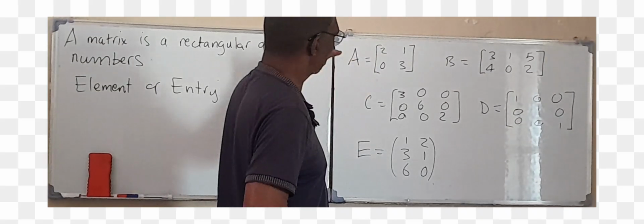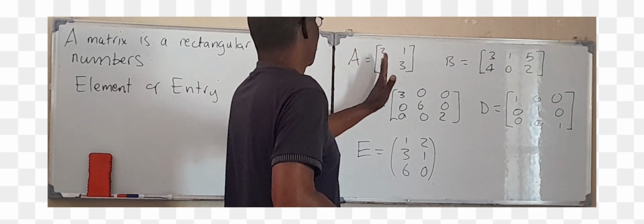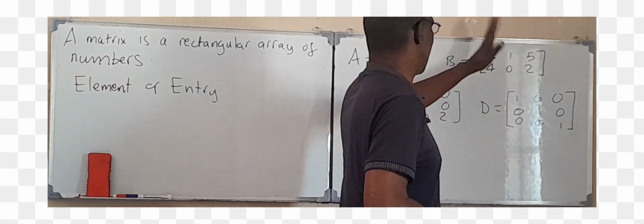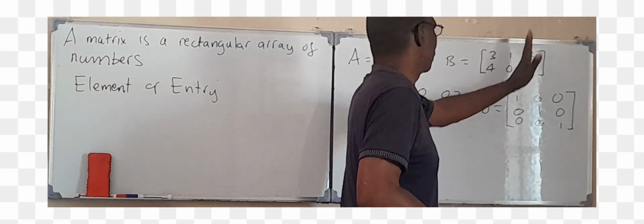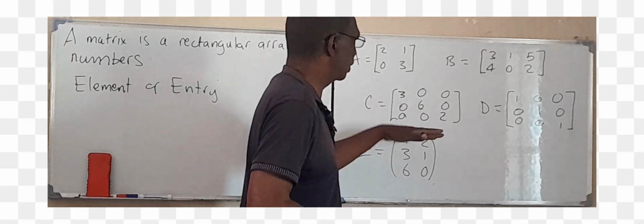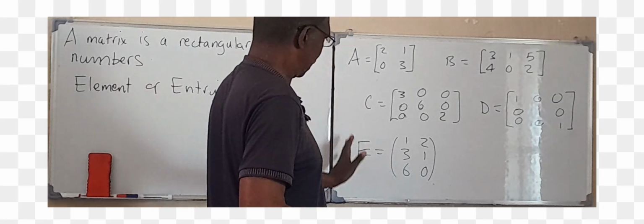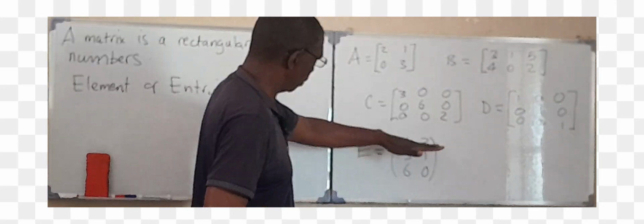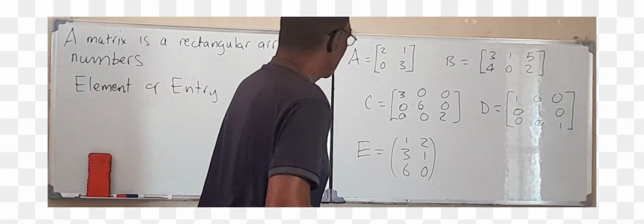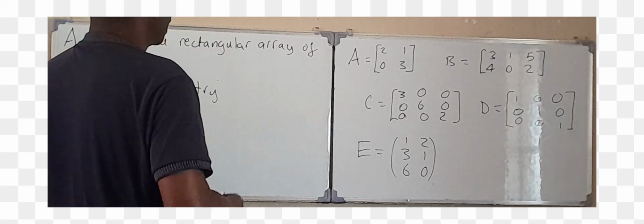So A has got 2 rows, the numbers in the horizontal line, and 2 columns, the ones arranged in a column. B has got 2 rows and 3 columns. C and D have both got 3 rows and 3 columns. And lastly, matrix E has got 3 rows and 2 columns. So the size of a matrix is given by the number of rows and the number of columns.